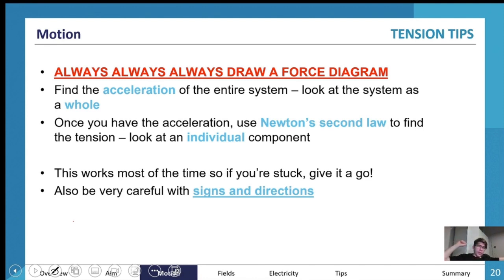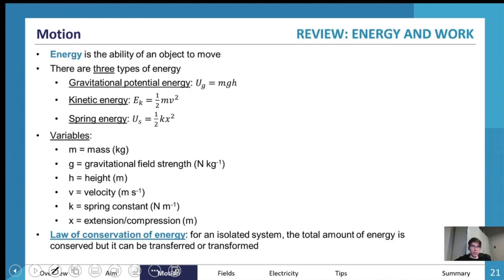So, how do you deal with the fact that tension is a bit hard as a topic? Well, you do what most people do. You always draw a force diagram. First, find the acceleration of the entire system. Look at the system as a whole. Once you have the acceleration, use Newton's second law to find the tension and look at an individual component. This works most of the time, so if you're stuck, give it a go. And also be very careful with the signs and directions.